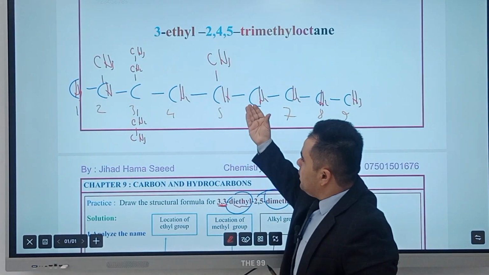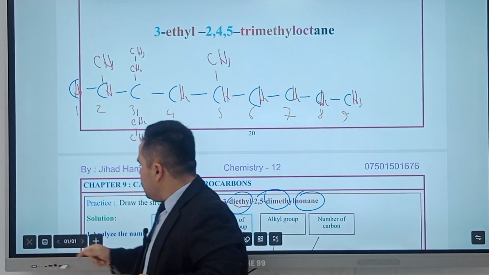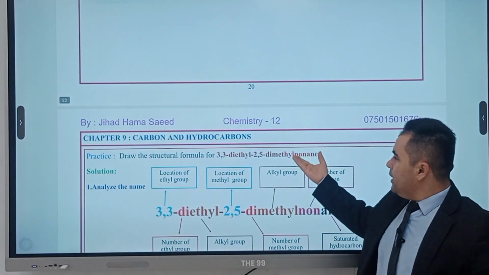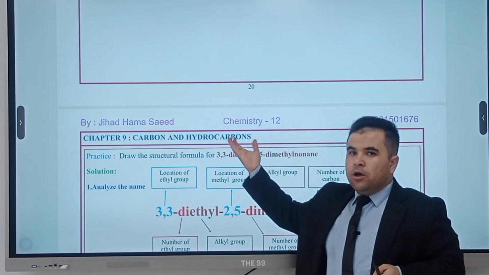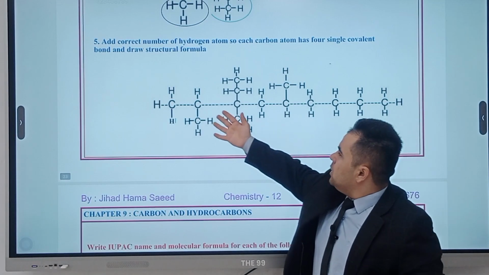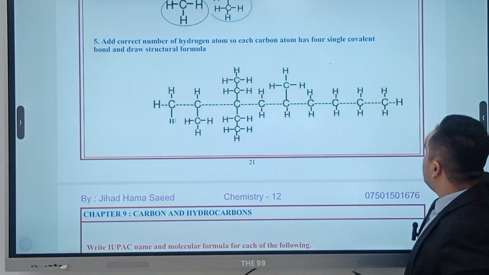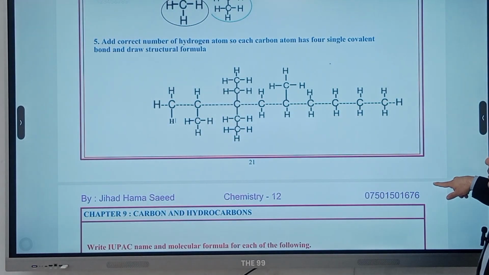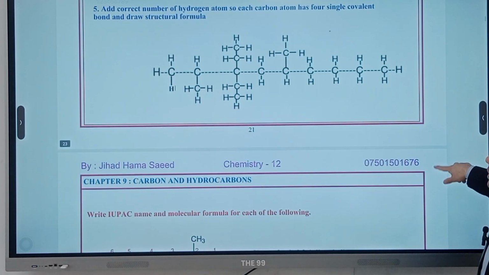Converting the name to the structure, follow it. We have to start from the name and then the alkyl groups with their positions as well. As you can see here, the expanded structure is represented, guys.